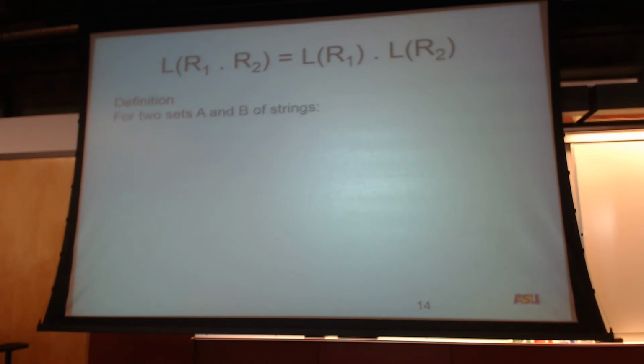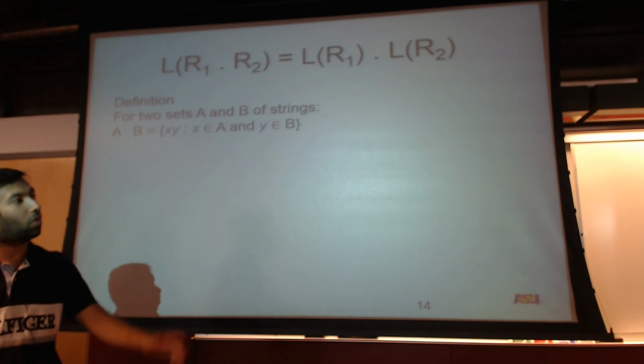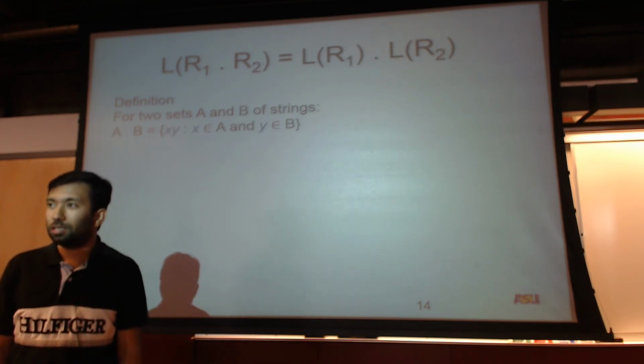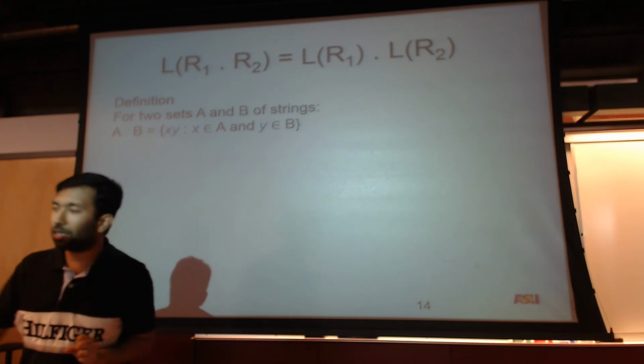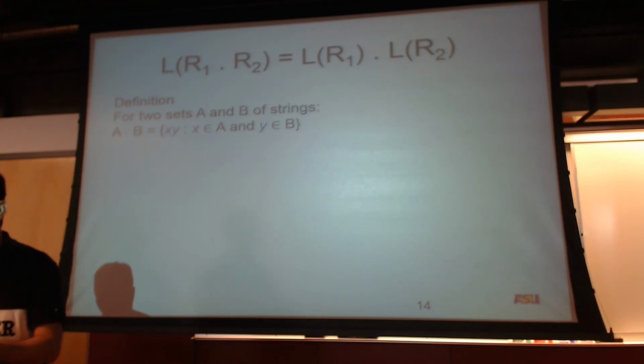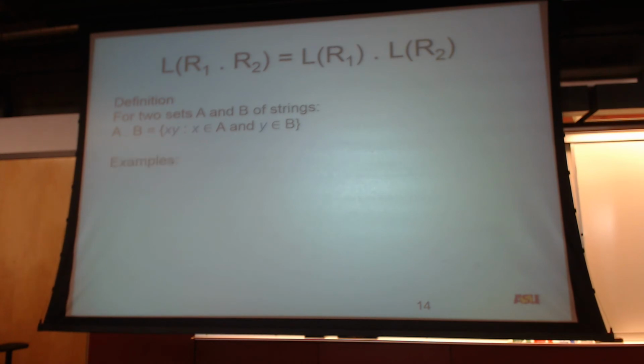Now let's understand R1 dot R2. For two sets A and B of strings X, Y. Okay, so if let's say there is a set A and there is a set B, what is the set A dot B? It is basically the concatenation. So take an element from A, take an element from B, concatenate. Right? That is A dot B. So whatever you get is what you get.